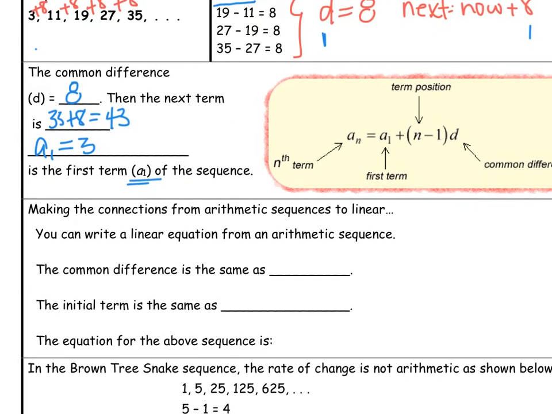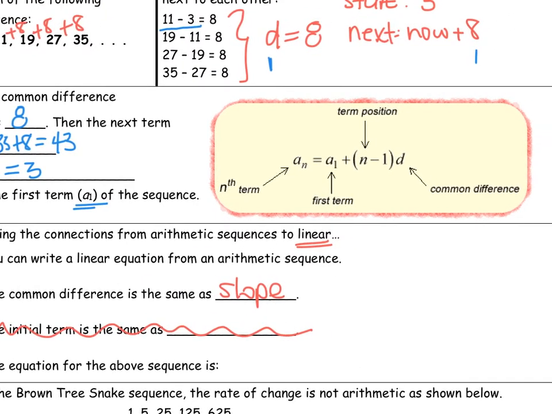So we can use this now next, this arithmetic sequence, because it is increasing at a constant rate. This arithmetic sequence is also linear. So we can write a linear equation from an arithmetic sequence. The common difference is the same as the slope. So let's look at our now next from up here.